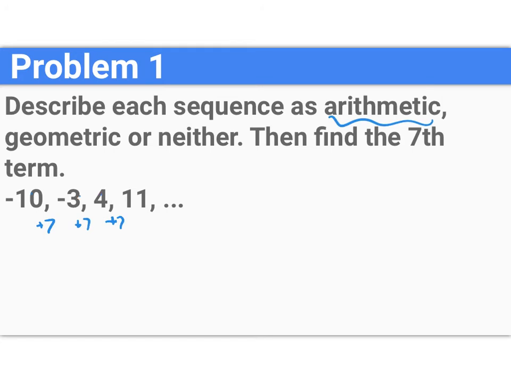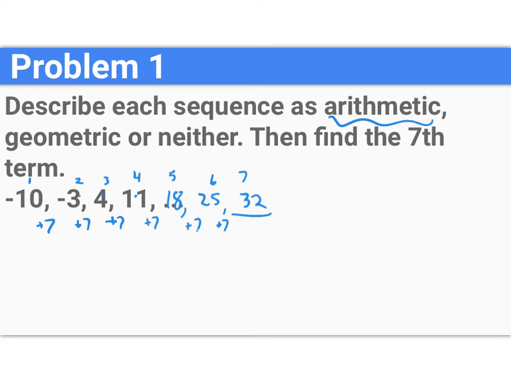1, 2, 3, 4. So our first term is listed. Second term, third term, fourth term. So if we add 7, we get 18. If we add 7, we get 25, then the sixth term, and in the seventh term, by adding 7, we get 32. So 32 is our seventh term.